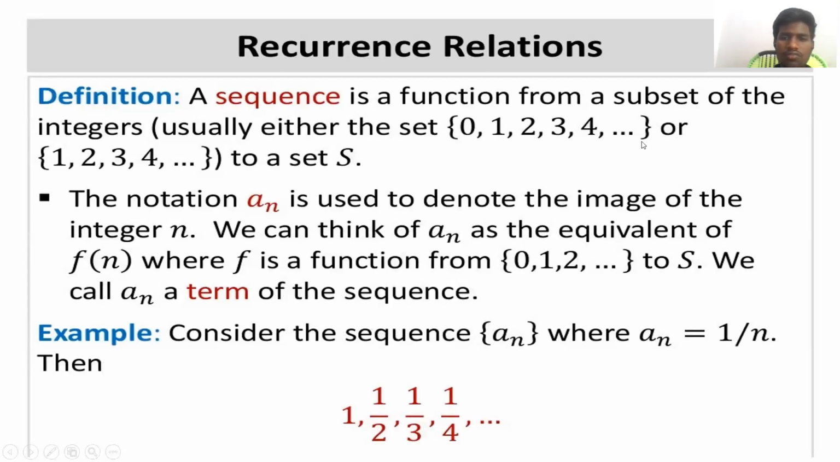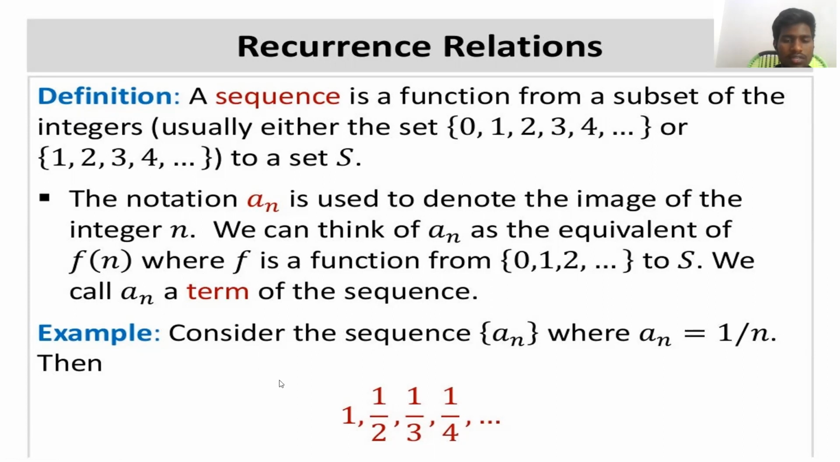Definition. A sequence is a function from a subset of the integers, usually either the set 0, 1, 2, 3, and so on, or 1, 2, 3, 4, and so on, to a set S. The notation a_n is used to denote the image of the integer n. You can think of a_n as the equivalent of f(n), where f is a function from 0, 1, 2 to the set S. We call a_n a term of the sequence.